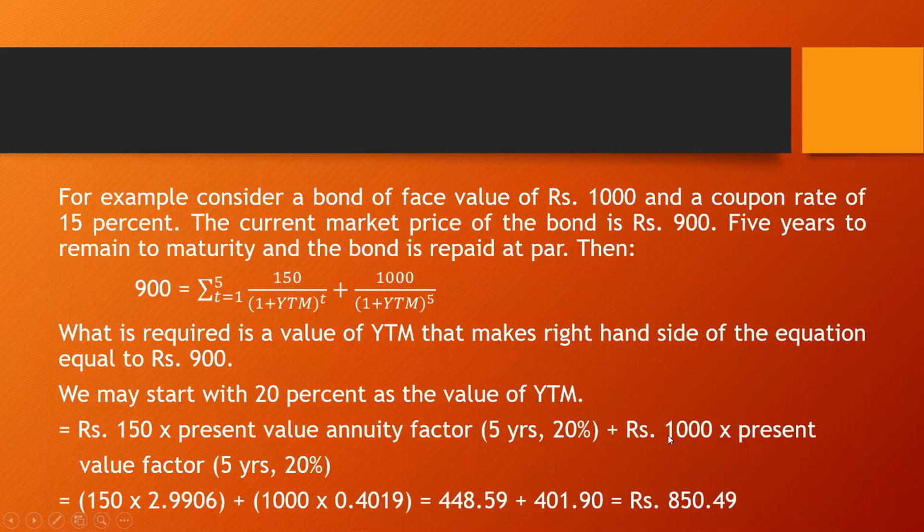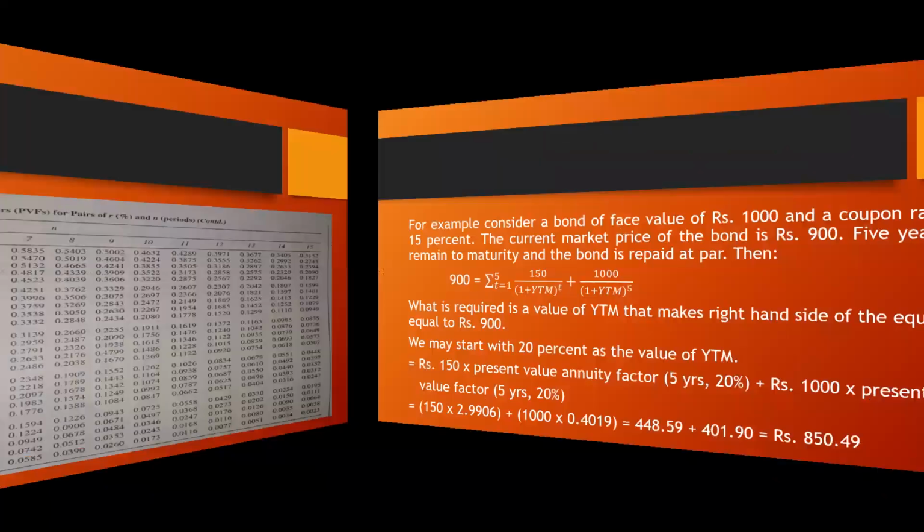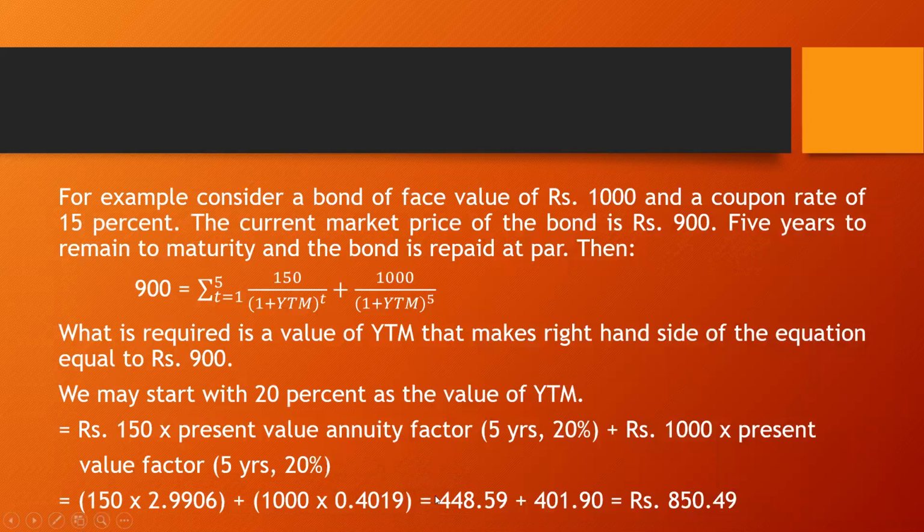Now the next part, rupees 1000 into the present value factor. So this is a different table, not the annuity table. We have to go to the present value factor table, which is also available in your textbook. So see the heading, it is given as present value factors. Here also the number of years is given in the headings, and on the side the rate of return is given. So we are calculating for 5 years at 20%. So the value is 0.40. See, 1000 into 0.40 is taken here also.